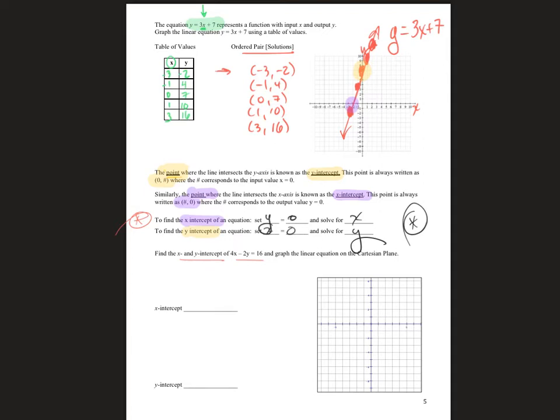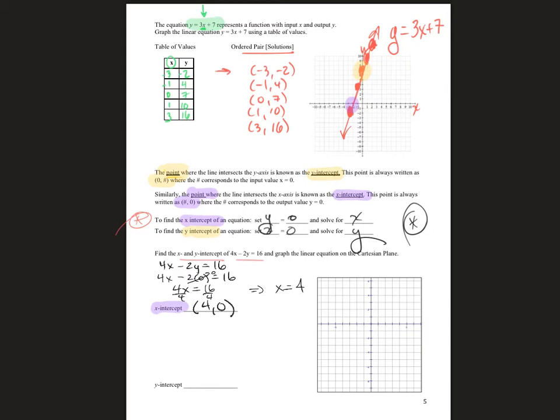So if I want to find the x-intercept, what did we say we needed to do? Well, we're going to start with this equation, and we are going to set y equal to 0. So this term goes to 0, and I'm going to solve for x. And hopefully you know how to do this. This is telling me that x equals 4. So the x-intercept is the point where the graph of the line crosses the x-axis. So we have x equals 4, y equals 0.